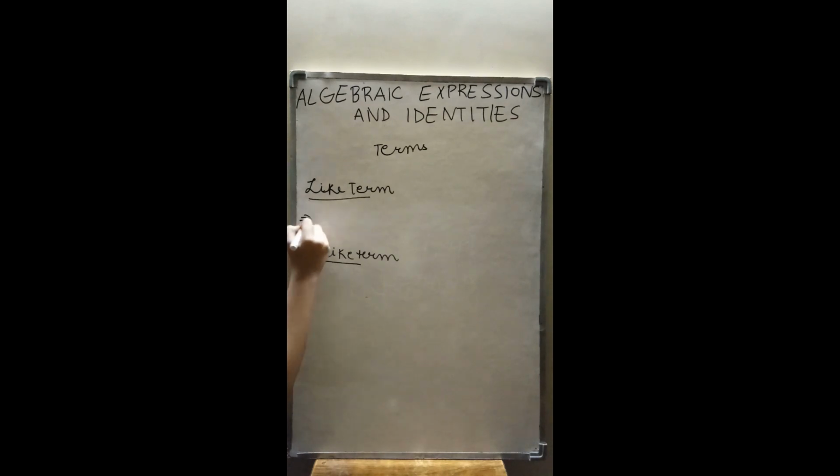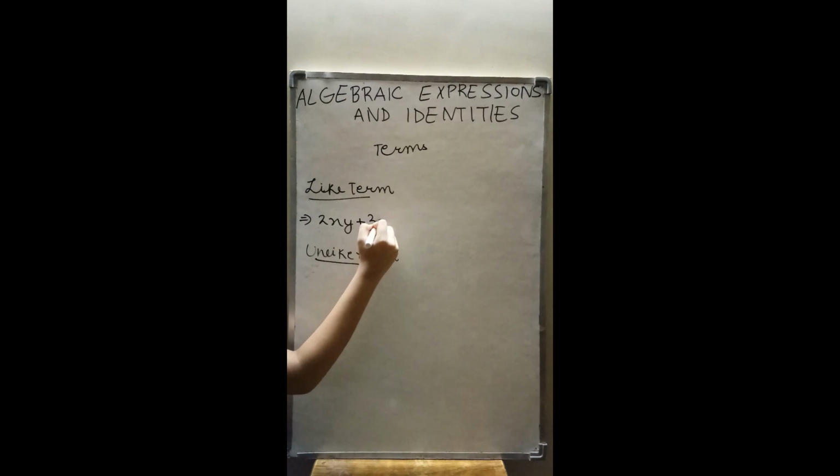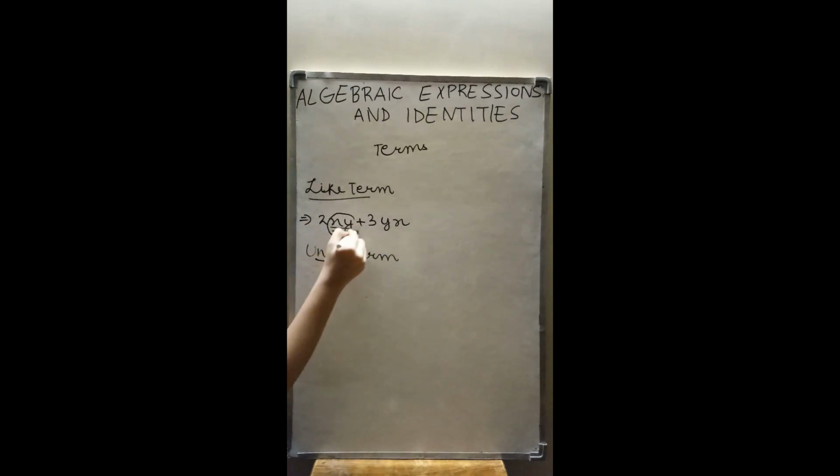Let's say if I write 2xy plus 3yx. So these are like terms. Now you might be thinking that yx and xy are different. Yes, they are different, but the variable should be the same in any order. So this will be a like term because these have the same variable. Let's see, xy is here also and here also. It means that this is a like term.